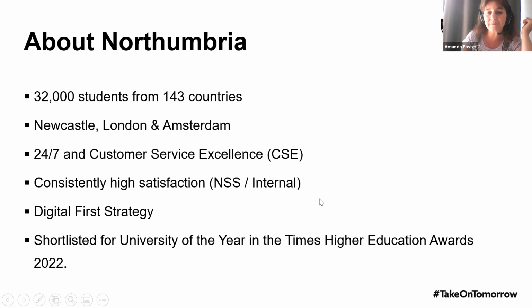First of all, a little bit about Northumbria. We are a relatively large university in the northeast of England. We have 32,000 students approximately from 143 countries. We have campuses in Newcastle, London and Amsterdam. We're open 24/7 and we've held the Customer Service Excellence accreditation since 2010. We do have consistently high levels of satisfaction in the NSS survey, a digital first strategy. And this year, we're very happy to have been shortlisted for University of the Year in the Times Higher Education Awards.